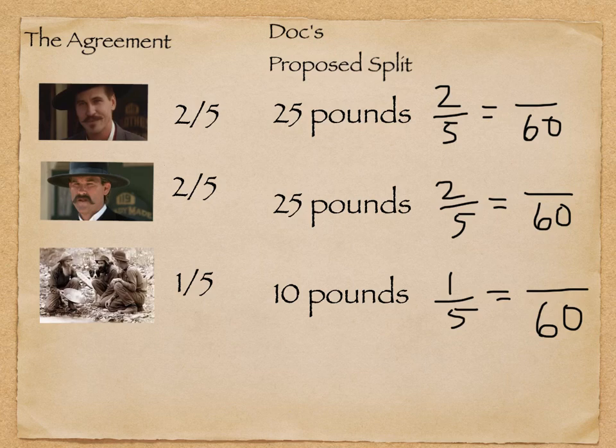So what should it be? Well, we can easily figure this out based on a scale factor of 12. 5 times 12 makes 60, so 2 times 12 makes our answer appear. Both Doc and Wyatt should be getting 24 pounds of gold, and the dirty scoundrels should be getting 12.